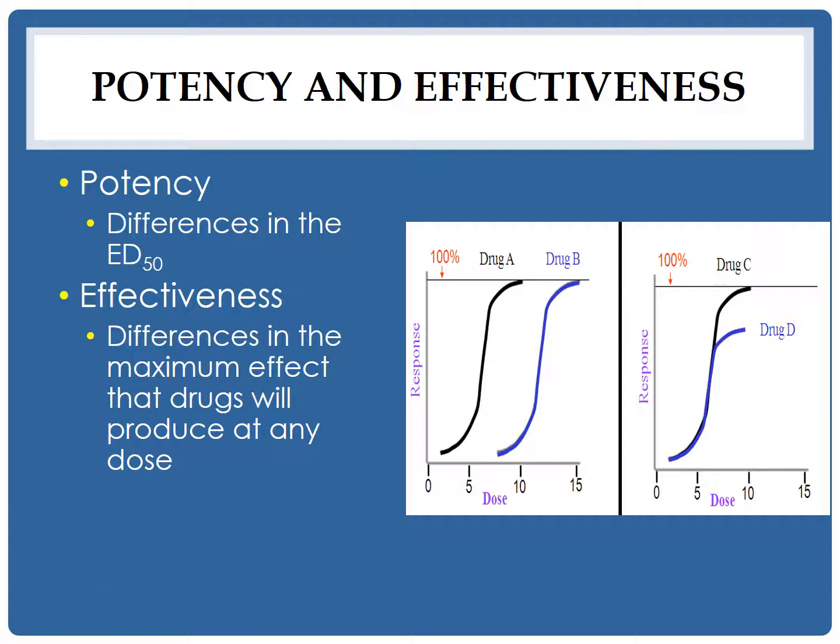Effectiveness is differences in the maximum effect that the drug could produce at any dose, at its maximum dose, the maximum response on the DRC. So that's comparing drug C to drug D on figure 1-3, where maybe they have the same ED50, so they're just as potent, but drug C has a higher maximum effect. And the book compares morphine to aspirin for analgesic effects to describe how a drug might be more effective. Morphine is clearly more effective at relieving pain than aspirin at very high doses if you have very high levels of pain.